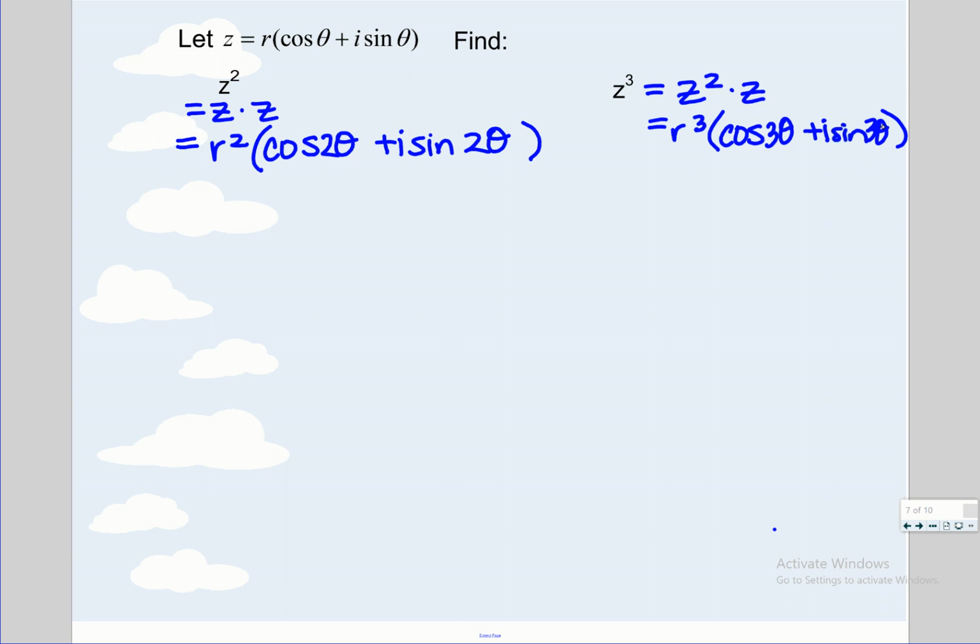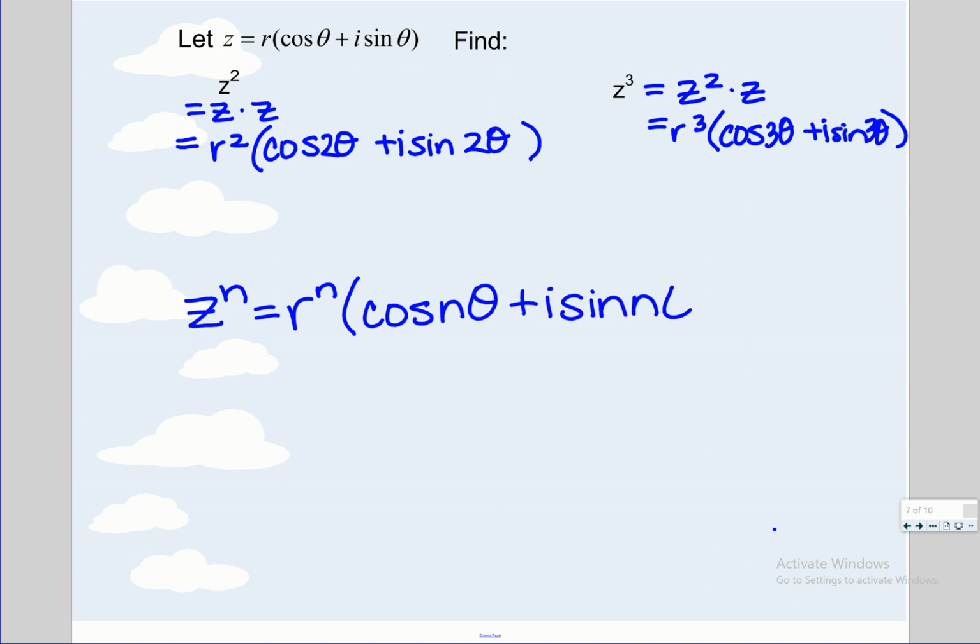Are we seeing a pattern yet? If I said find z to the nth power, what would that be? You are as smart as Moivre. That's his theorem right there. Okay, so he figured out if I can multiply them, I can find all these powers, and I'm going to get that same format over and over again. So this is Moivre, if I can spell it right. I'm pretty sure that's on the next slide.